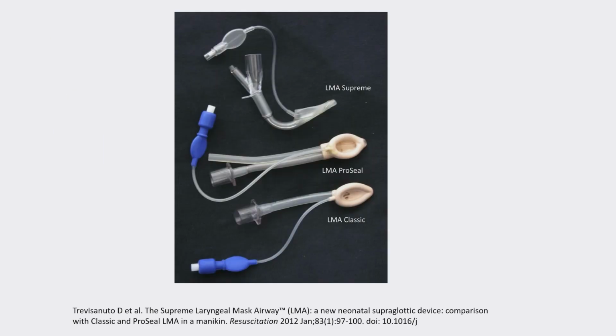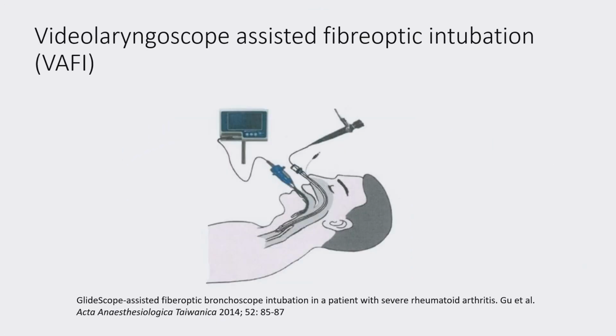This picture shows different models of laryngeal mask, including the Supreme and the ProSeal. You can see that both in the model of Supreme and ProSeal, there is a gastric channel for insertion of the gastric tube. And this picture shows the video laryngoscope assisted fiber optic intubation. In this technique, there is a video laryngoscope for opening of the airway, and then another operator uses a fiber optic bronchoscope to insert the ET tube.